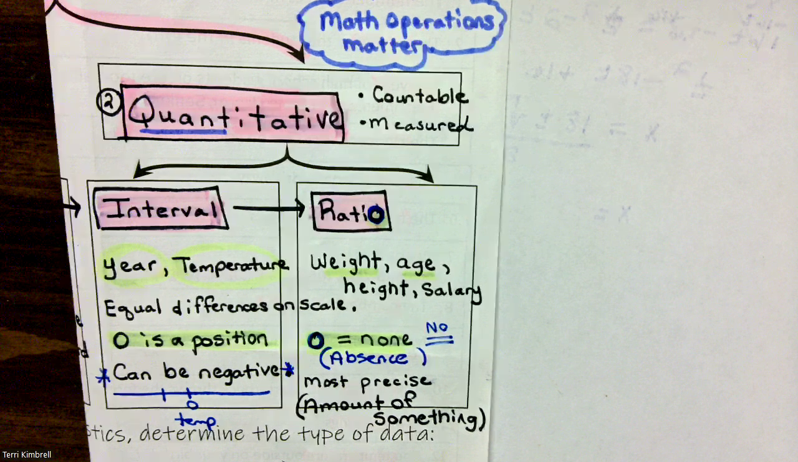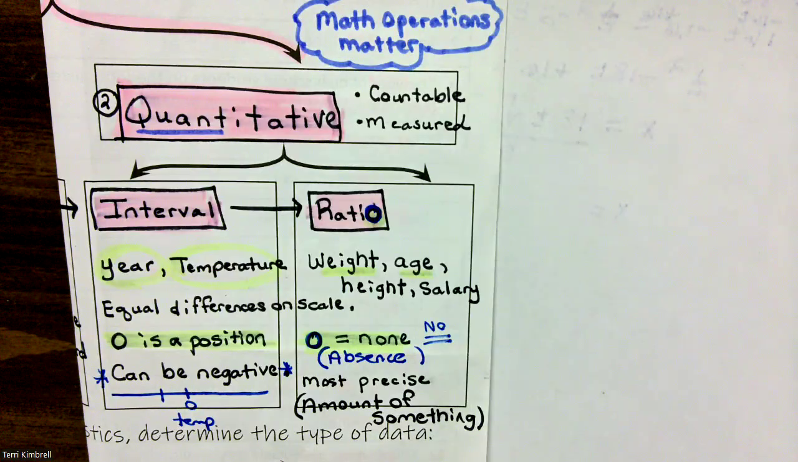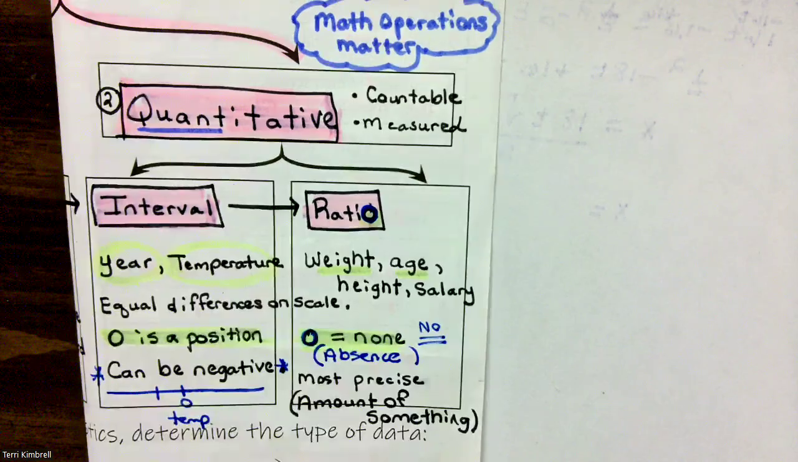Ratio is weight, age, height, salary. 0 does mean the absence of value. You can make 0 salary. You can have 0 weight. So 0 is absence. And this is the most precise measurement.